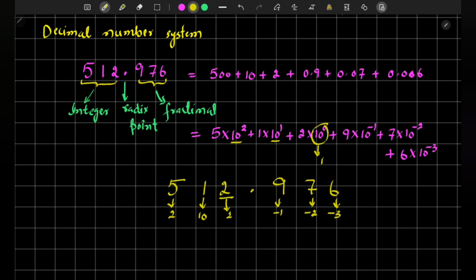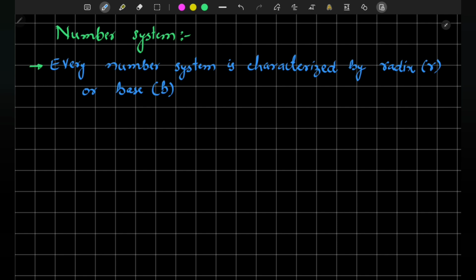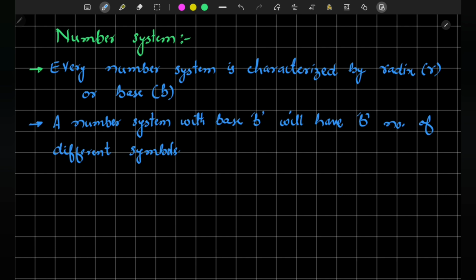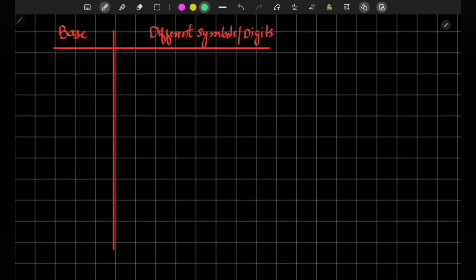So we will use this explanation in a general number system theory. If we talk about number system in general, every number system is characterized by radix R, or we can say base B. A number system with base B will have B number of different symbols, which are weighted from 0 to B minus 1, and the number is represented as N in brackets with the subscript B. Let me take certain examples.